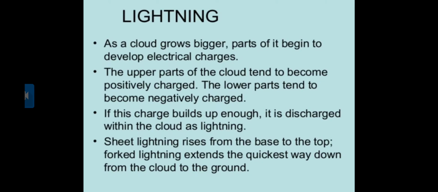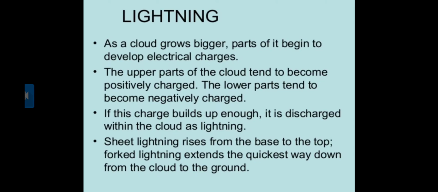Lightning. How does lightning take place? As a cloud grows bigger, parts of it begin to develop electrical charges. The upper parts of the cloud tend to become positively charged. The lower parts tend to become negatively charged. If this charge builds up enough, it is discharged within the cloud as lightning. So this is how the lightning takes place.